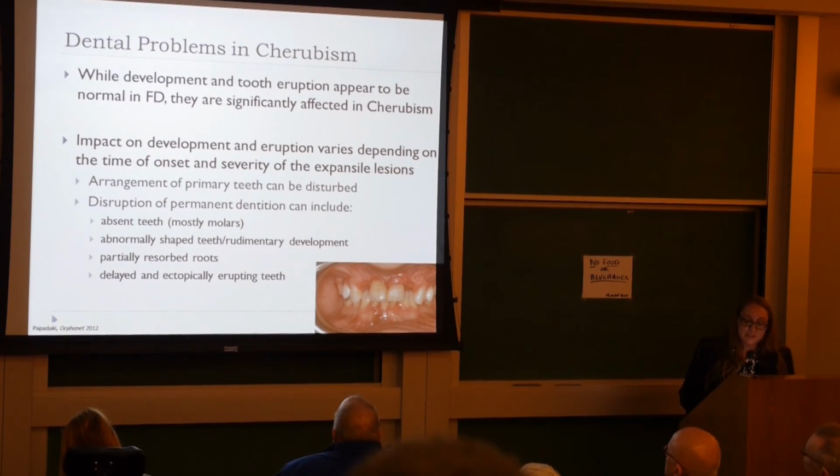As far as dental problems in cherubism, while development and tooth eruption appear to be normal in fibrous dysplasia, they are significantly affected in cherubism. And there's an impact on development and eruption, which requires good dental and oral surgical care from the time that these children are young. The arrangement of the primary teeth can be disrupted. The permanent teeth, the buds that are growing in the bone as these children are developing, can be affected. You can have absent teeth, abnormally shaped teeth. The roots might not be normal.